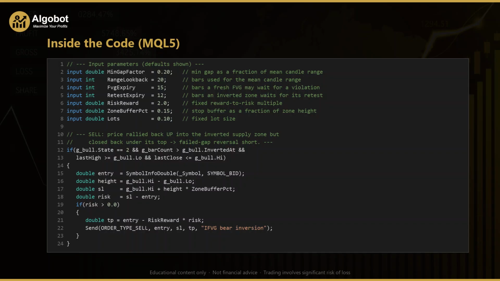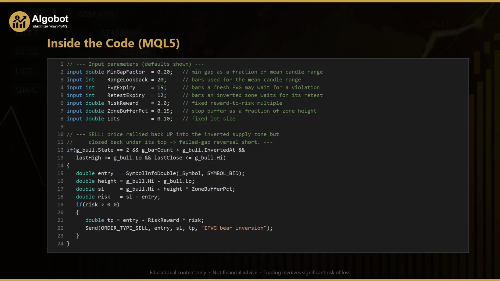FVG expiry and retest expiry are patience dials. The first is how many bars a fresh gap may wait to be broken, and the second is how many bars an inverted zone waits for its retest before it's discarded. Shorten them, and the strategy becomes stricter about timing.